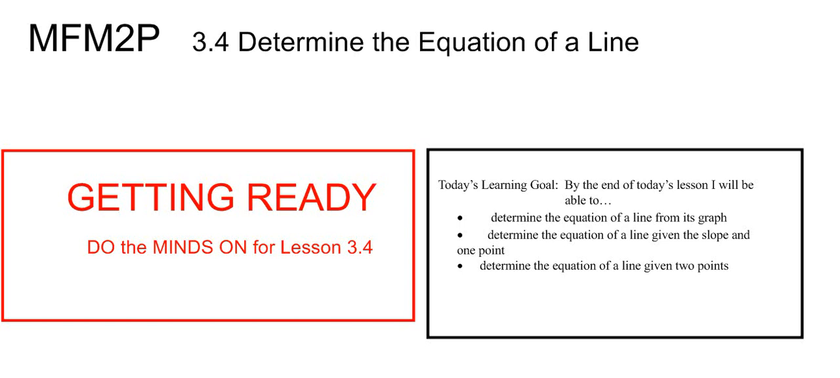You're going to be able to determine the equation of a line from its graph, which you've actually already done. You're going to determine the equation of a line if I give you the slope and 1 point. And you can determine the equation of a line given 2 points. So there's a lot going on here. Okay, so if you haven't done so already, do the minds on for lesson 3.4, please. Pause the video and do that, and we'll take it up in a sec.